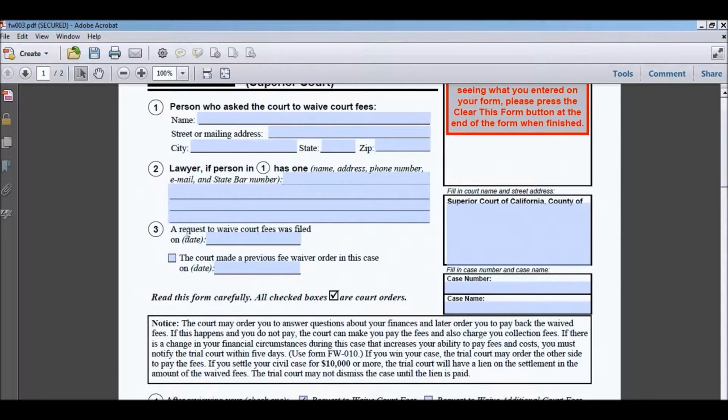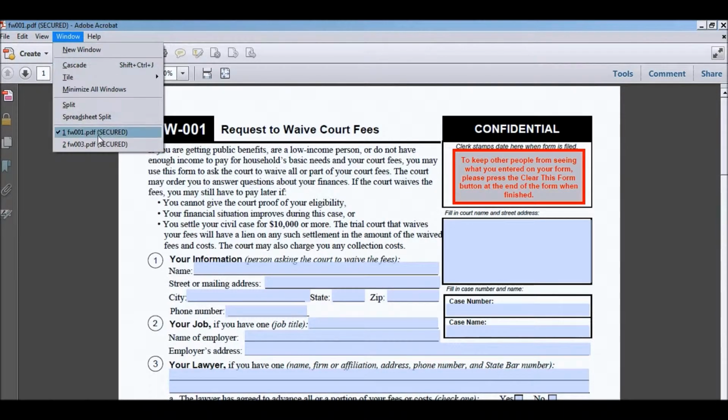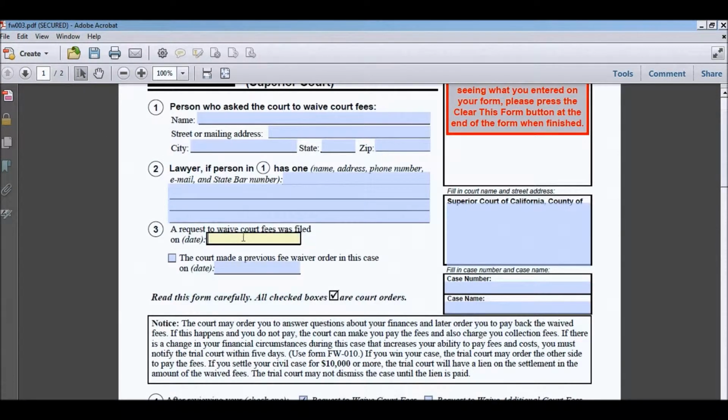For bubble number 3, this is just going to be the date in which you filed the 001 form. So when you file it, the court's going to stamp a date right here, and you just need to put that date in this box right there. And if you actually made a previous request to waive fees, then you have to indicate that here also. So the thing is, maybe this is the second time you've had to file a request to waive fees, third time, whatever, you got to put in the date in which you previously made those requests here.